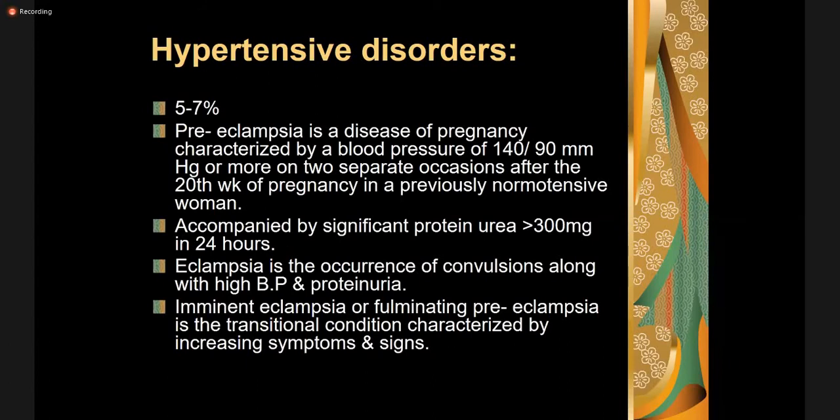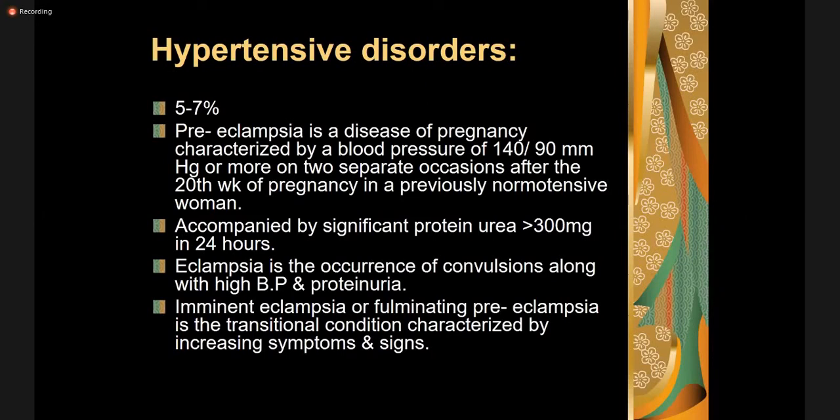Now coming towards the hypertensive disorders, they complicate 5 to 7% of pregnancies. Preeclampsia is a disease of pregnancy which is characterized by a blood pressure of 140 by 90 millimeters of mercury or more on 2 separate occasions after the 20th week of pregnancy in a woman who was previously normotensive. So take note, the definition is very important. This occurs after the 20th week of pregnancy.